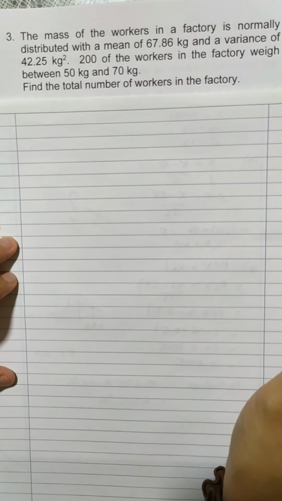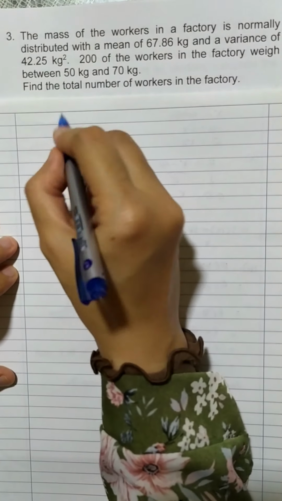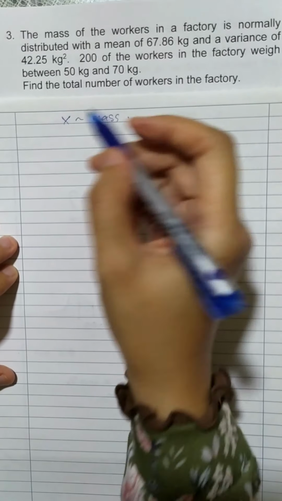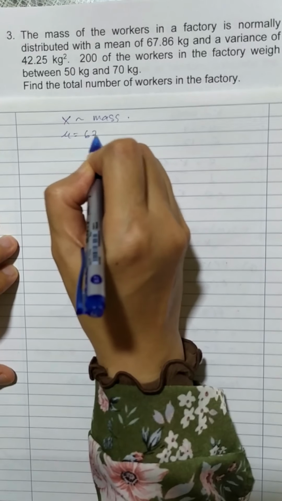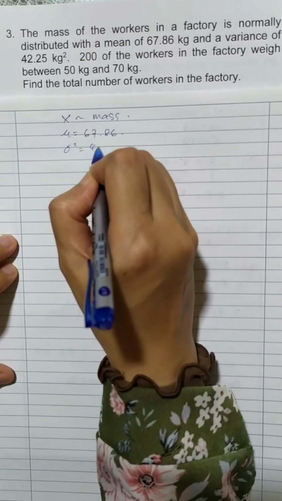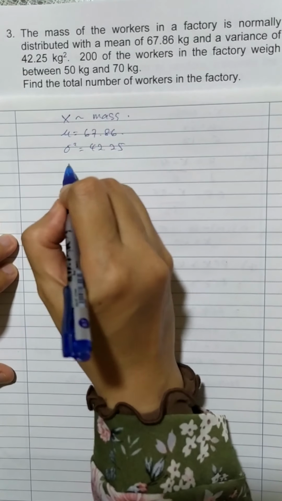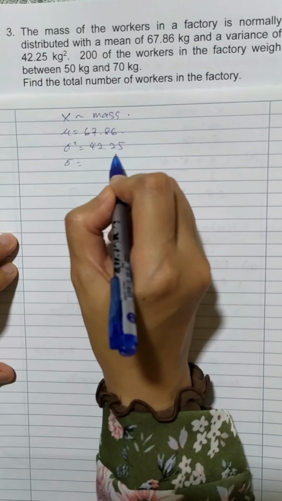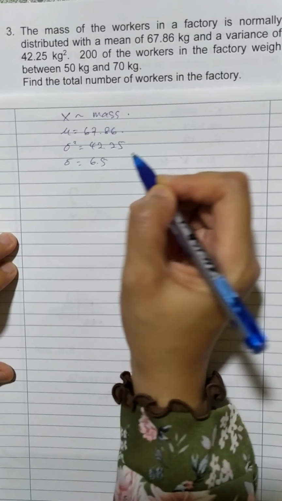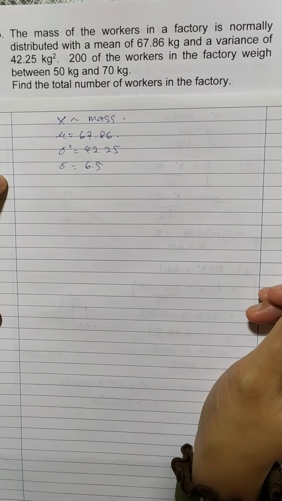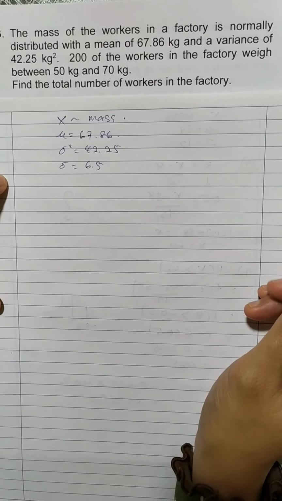Next question. The mass of the workers in a factory is normally distributed with a mean of 67.86 and a variance of 42.25. So X is mass, the mean is 67.86 and the variance is 42.25. To find the standard deviation, take the square root of the variance. The square root of 42.25 is 6.5. 200 of the workers in the factory weigh between 50 kilograms and 70 kilograms. Find the total number of workers in the factory.